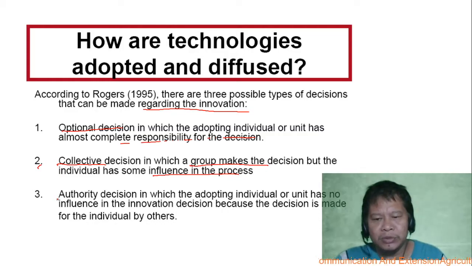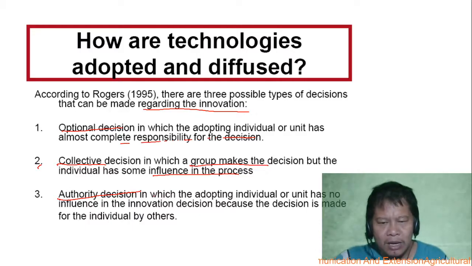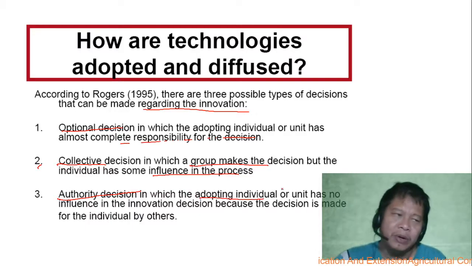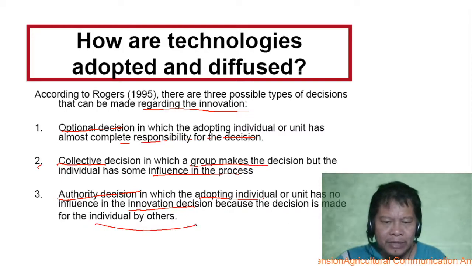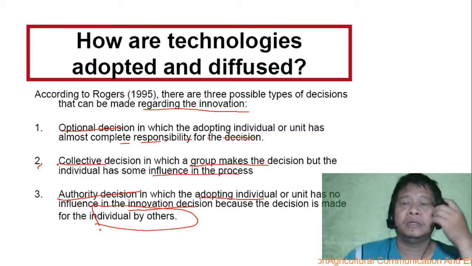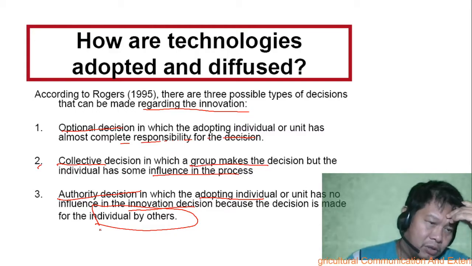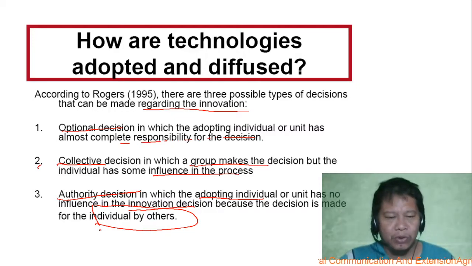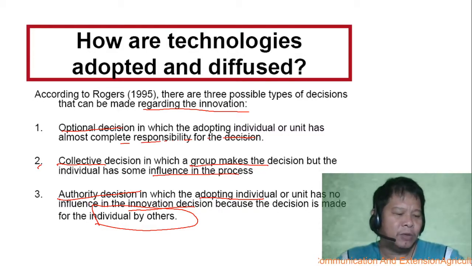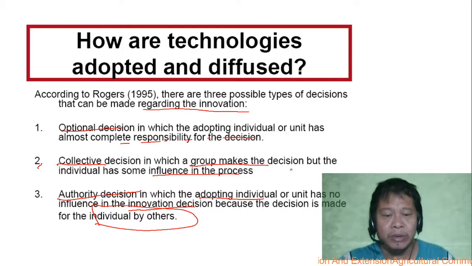Then we also have an authority decision, in which the adapting individual, farmers, or client nato, has no influence on the innovation decision because the decision is made for the individual by others. For example, nag-ingon ang presidente sa Philippines nga kanigyod, ug naingon ang balaod na kana gyud. Dili na pwede nimo balion because that is a decision based on authority. Kung ingon ang mayor nga magbuhatag balaod nga dis na magtanom ani ang atong itanom kanisa, that's decision by authority.